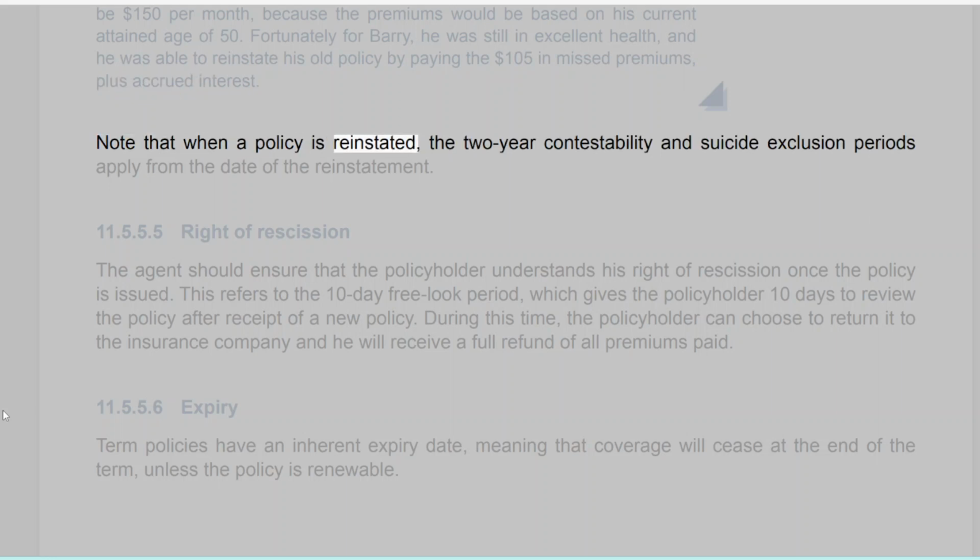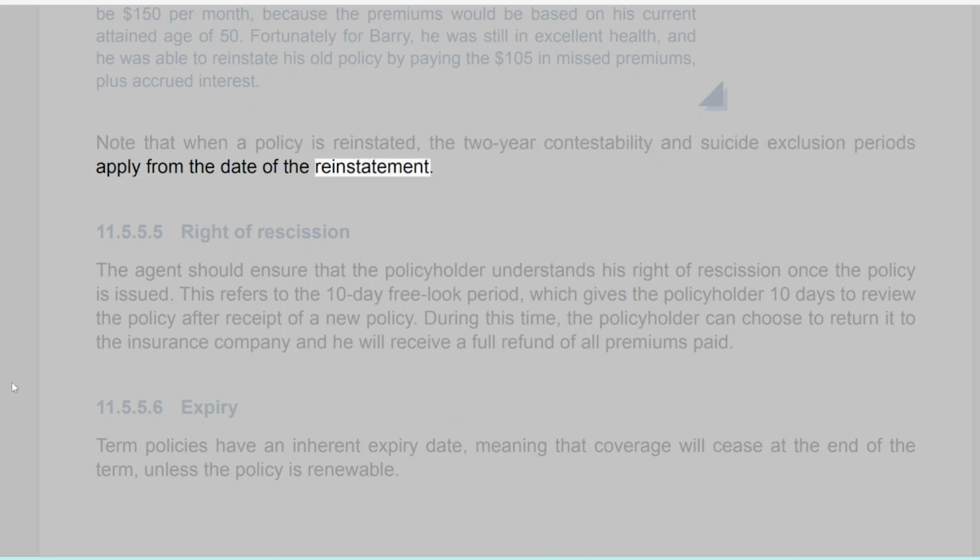Note that when a policy is reinstated, the 2-year contestability and suicide exclusion periods apply from the date of the reinstatement.